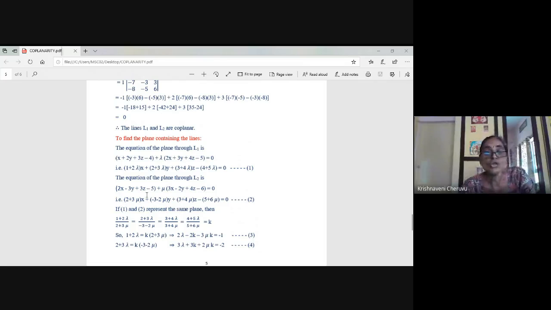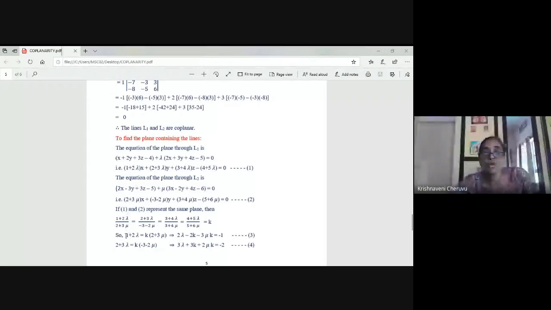So you just equate their normals' DRs. Like see here, (1 plus 2 lambda) by (2 plus 3 mu) is equal to (2 plus 3 lambda) by (minus 3 minus 2 mu) is equal to (3 plus 4 lambda) by (5 plus 6 lambda). Now girls, when these two planes are identical, you have to equate their ratios. See, these are the DRs of the normal to this plane, whereas these are the DRs of the normal to the other plane. So you have to take their ratios. Okay.